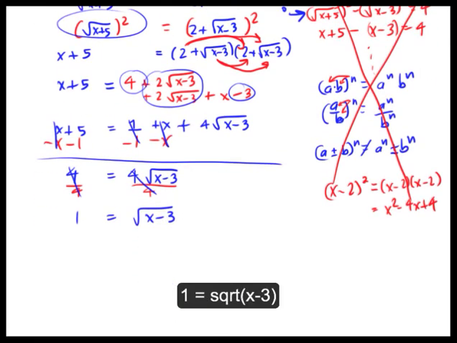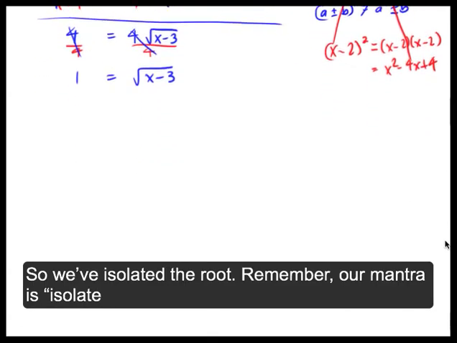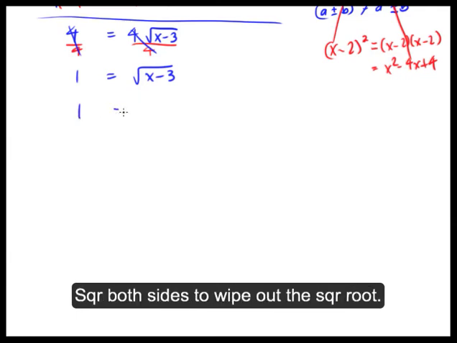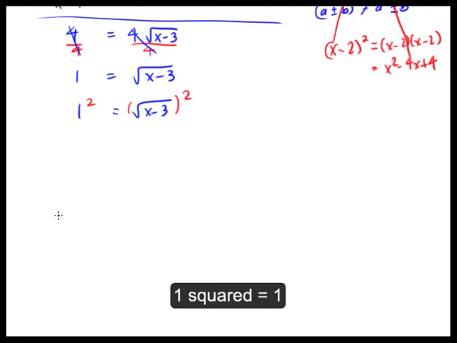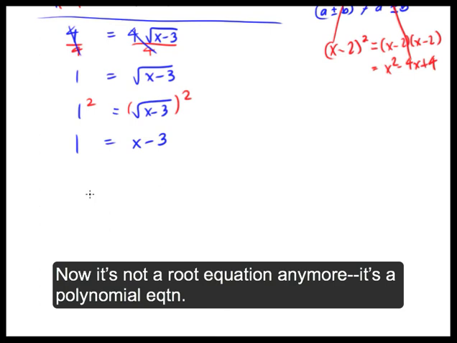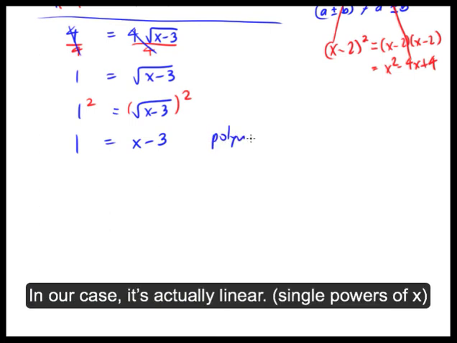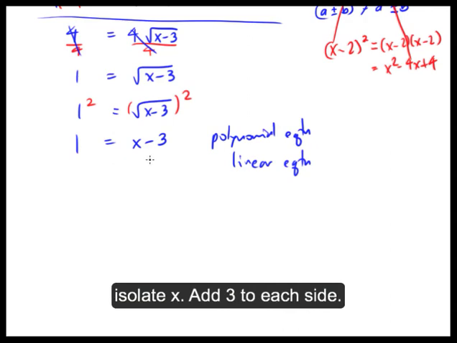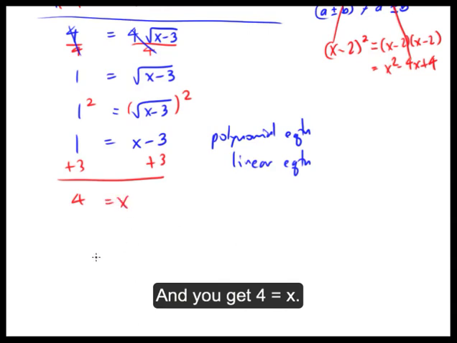Alright, so we've isolated the root, and then remember our mantra is isolate and then use the power, square to get rid of it. So we're going to square both sides now, because that's going to wipe out the square root. Okay, 1 squared is 1. On the right, the square kills the root, so it's just x minus 3. And you see now it's not a root equation anymore. Now it's a polynomial equation. And in our case, it's actually specifically a linear equation. Single powers of x. So you just isolate x, add 3 to each side, and you get 4 equals x.